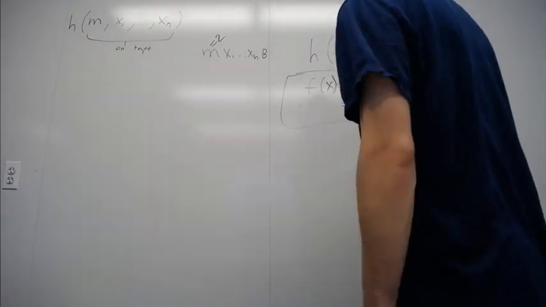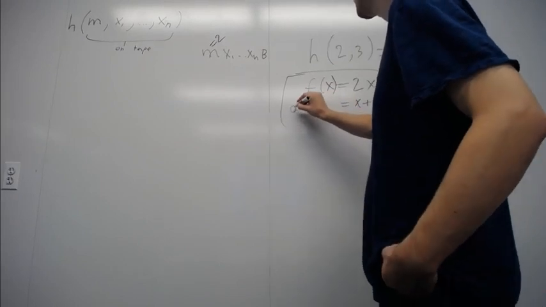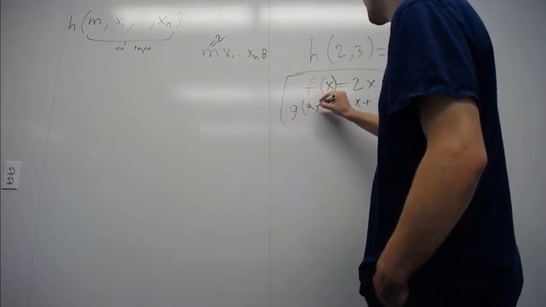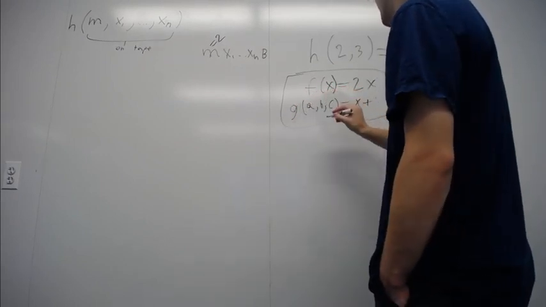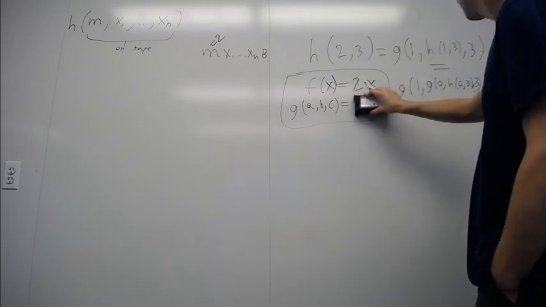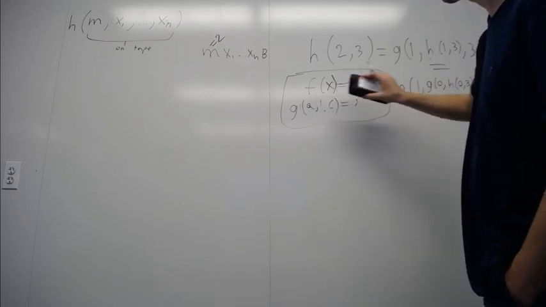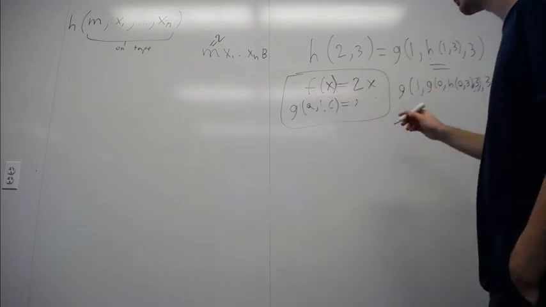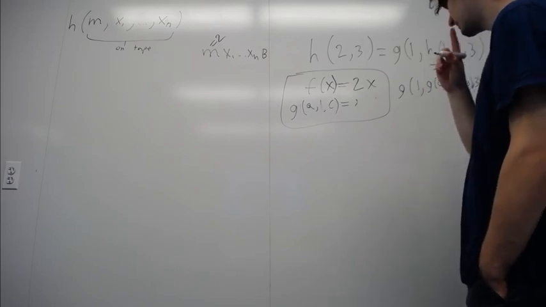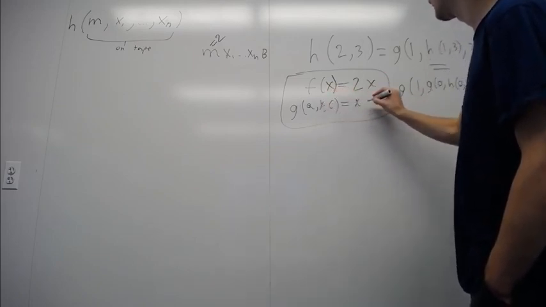Actually, let's make it more fun. G has to have 3 inputs. I'm just going to call them A, B, C because I can't remember which variables I've used. Actually, make this one X, I guess. Let's ignore C because that's too complicated. Let's do it as X plus A.